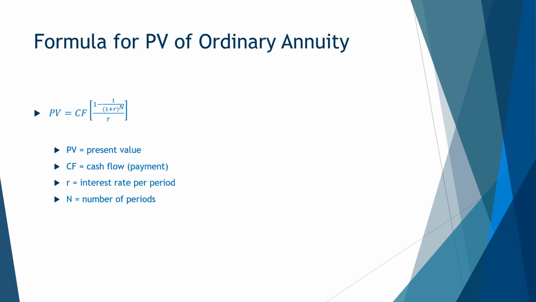So look at this formula here. We can just plug the variables in and calculate the present value of the ordinary annuity using that instead of doing it one at a time. And this right side of the formula, of course, is our present value annuity factor. So we would just multiply the cash flow by that annuity factor.